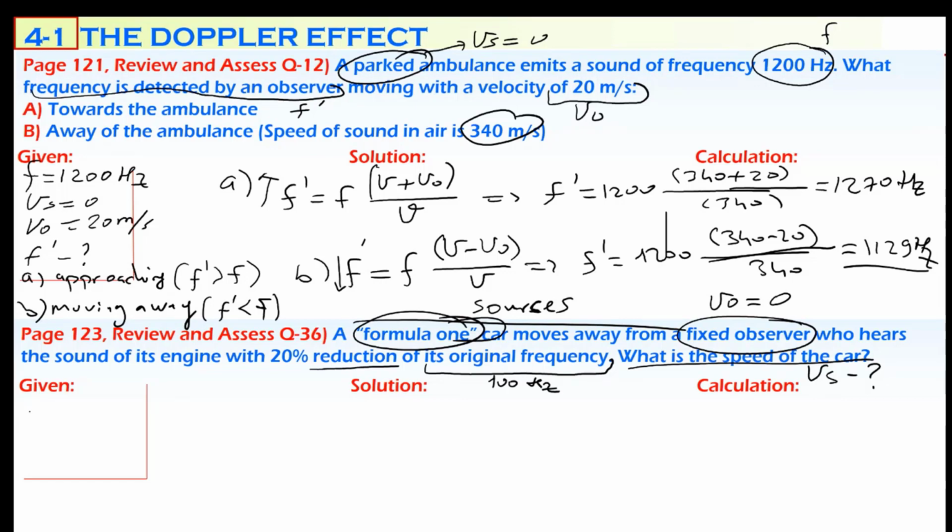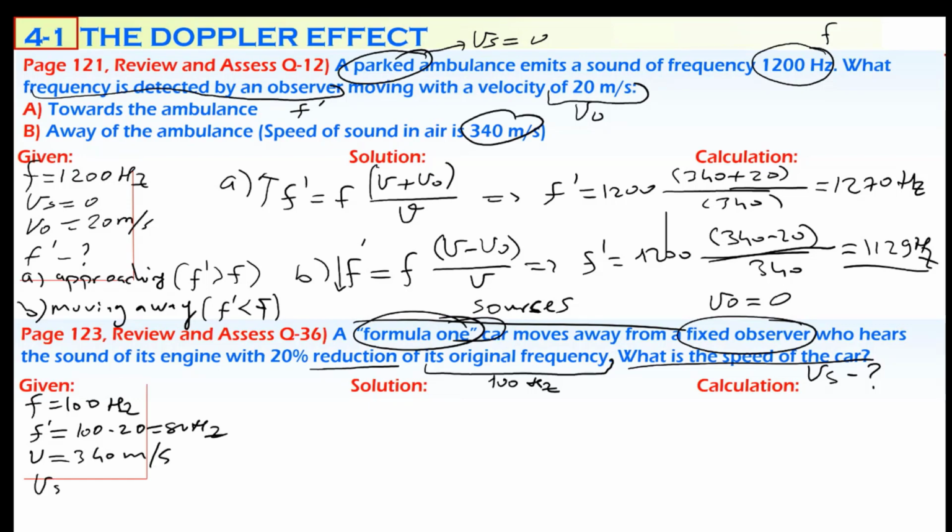If the original frequency F is 100 hertz, the detected frequency must be how much? 80. Because a 20% reduction means it must decrease by 20. 100 minus 20 is going to be 80 hertz detected frequency. In fact, it is not, but this doesn't make a difference for us, because we only care about the ratio between F and F prime. This ratio will never change if you use different numbers. What else do we know? The speed of sound must be given. It was forgotten, but we know the speed of sound is 340 meters per second.